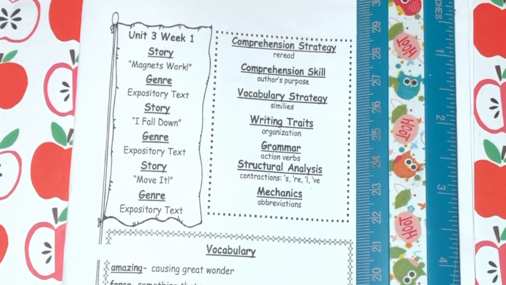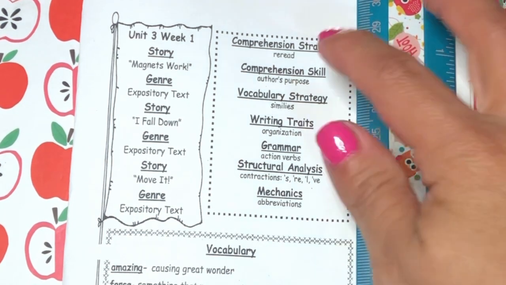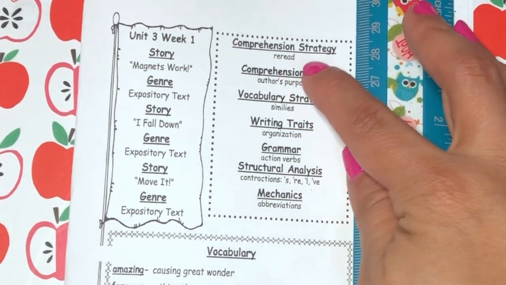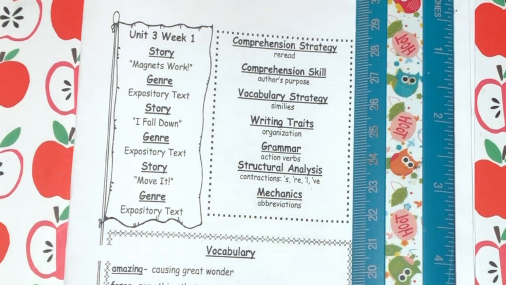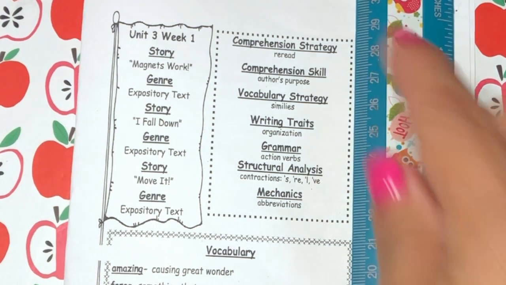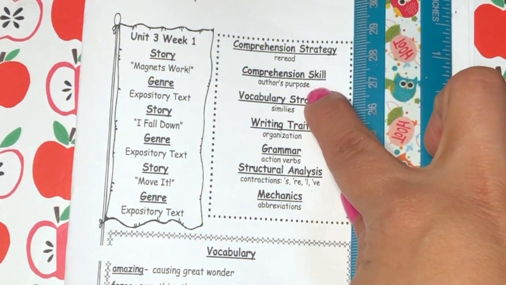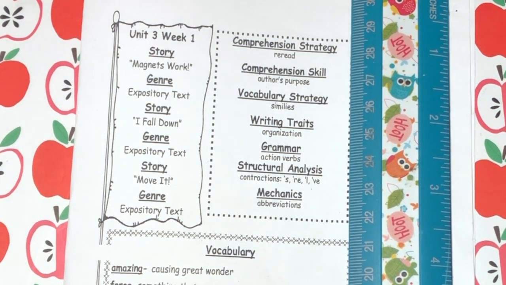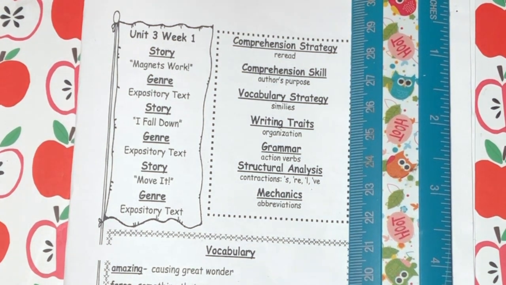Mini lessons with a quick review of Unit 3, Week 1. So, the comprehension strategy that we're focusing on these 2 weeks is reread, which means we're going to read a story over and over until we understand the author's purpose for writing that section of the story, right? So the author's purpose can be the reason why the person wrote the story: to entertain us, to inform us, to persuade us, to teach us. There are many reasons why an author would write a story.